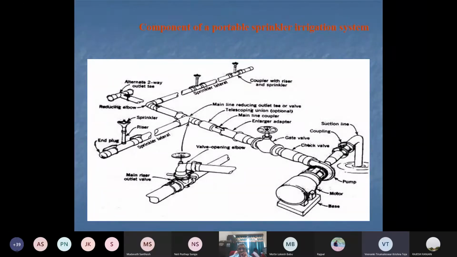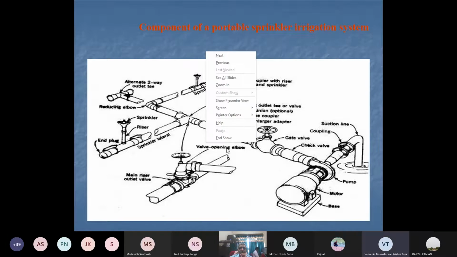Is it clear? Yes, sir. You might have been taught these things by Professor Mishra. Hello, have you already been exposed to these particular components of the sprinkler irrigation system? Yes, sir. Okay, so I'm repeating the same thing so that you can have the understanding.